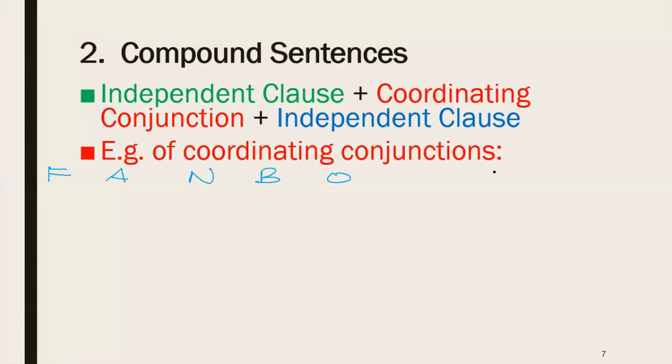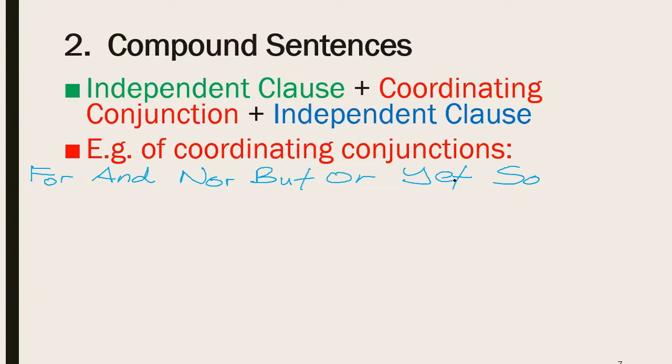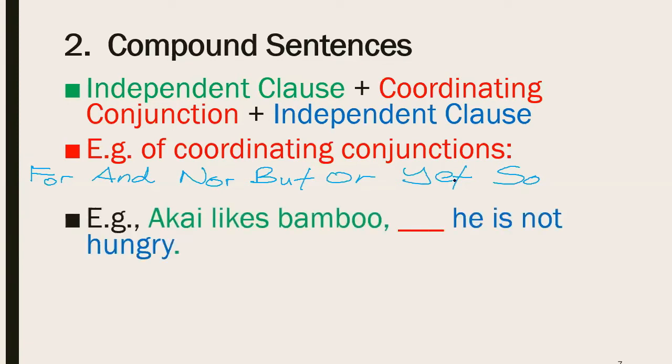FANBOYS. If you are in Form 4 and Form 5, for summary writing, you have 5 points for language. If you are able to write compound sentences in your summary, you can just cut and paste different sentences from the passage and link them together using FANBOYS. And if you write compound sentences for your summary, you can get up to 3 or 4 in the overall language score.